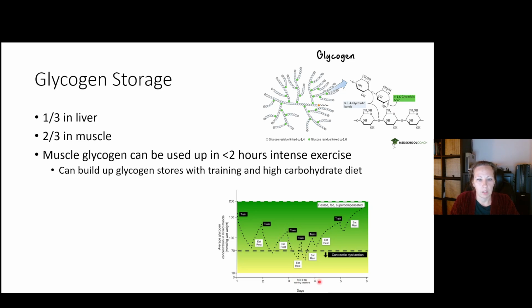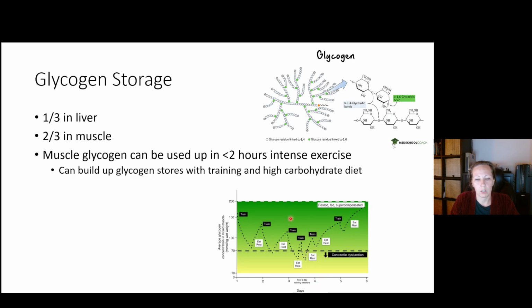Then here they start 2-a-day training sessions, so they are really depleting things. This is a hard workout where at the end your muscles are dead. They're doing these 2-a-days, still low carb.